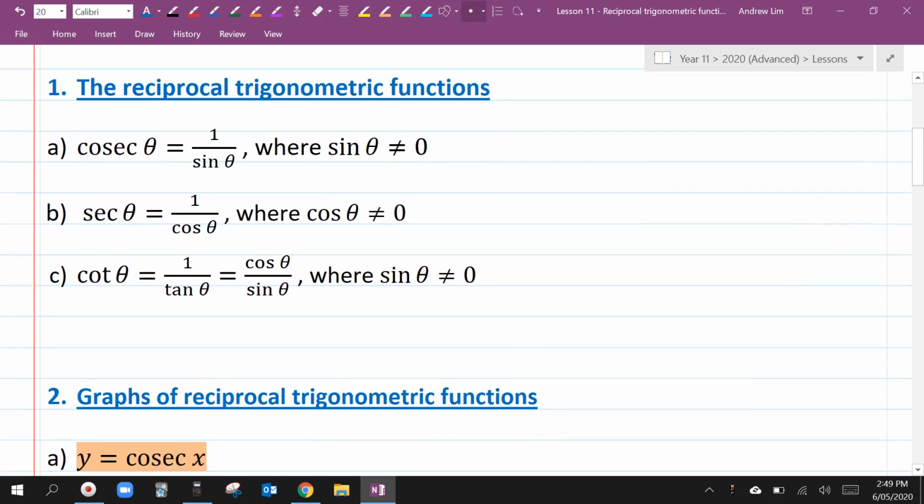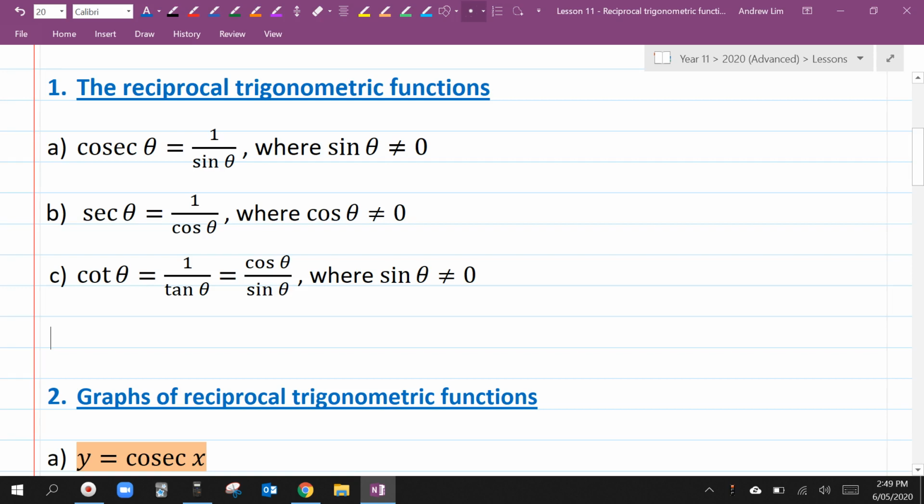What are the three reciprocal trig functions? The first one is cosecant theta, which is equal to 1 on sine theta, where sine of theta cannot equal 0 because we can't divide by 0. The second one is secant of theta, which is equal to 1 on cosine of theta, where cosine of theta cannot equal 0. And cotangent of theta, which is equal to 1 on tan theta, which is equal to cos theta on sine theta, where sine theta cannot equal 0, or tan theta cannot equal 0.